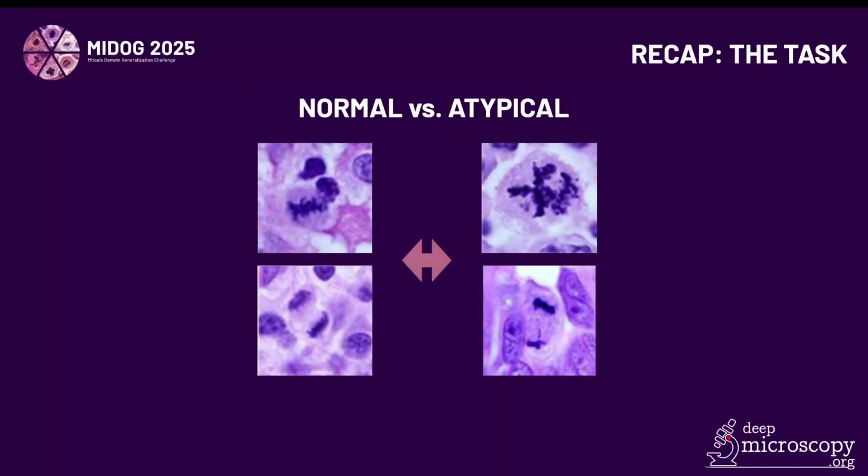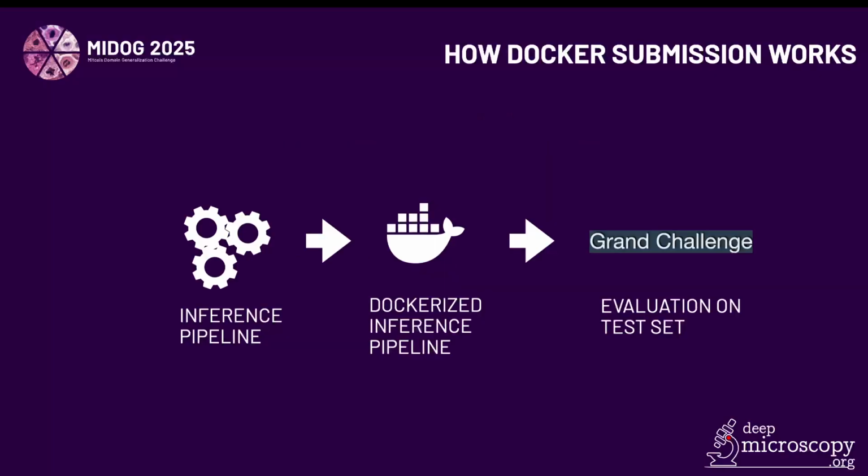To recap the task briefly, track number 2 in particular is about a binary classification problem: the classification of verified mitotic figures into normal and atypical ones.